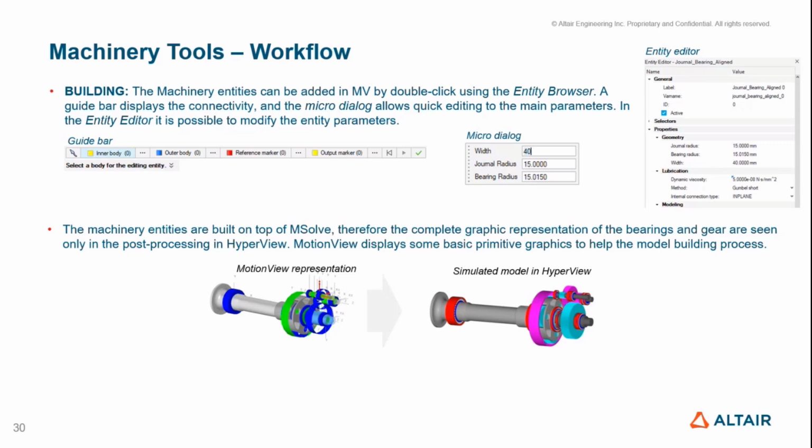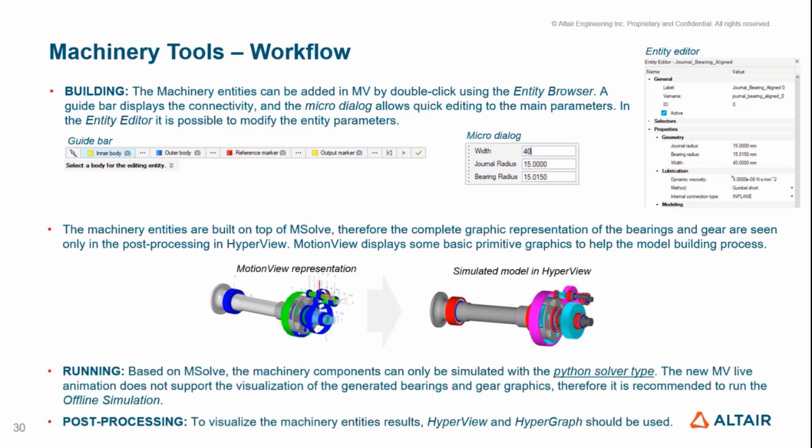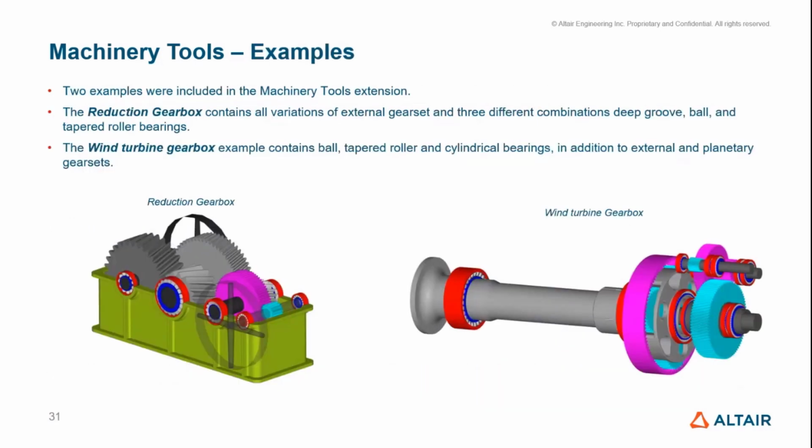Now, because this process works at the solver level, it's recommended that you run the simulation using the offline simulation. And of course, this is MSolve based, so it should be Python. So you have to select the Python solver type. The post-processing can be done as you are used to in HyperView and HyperGraph to visualize it.